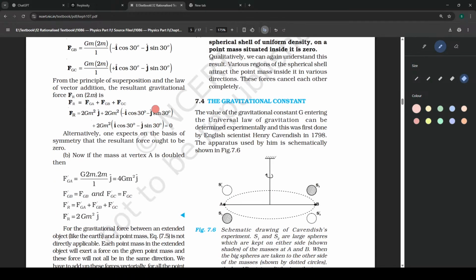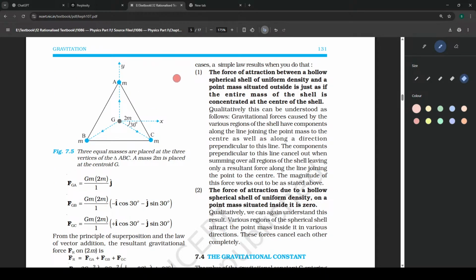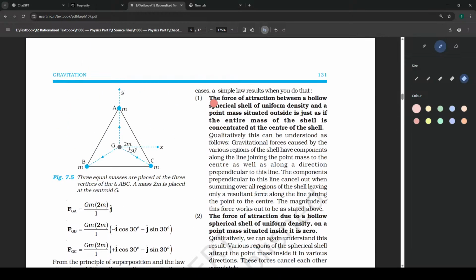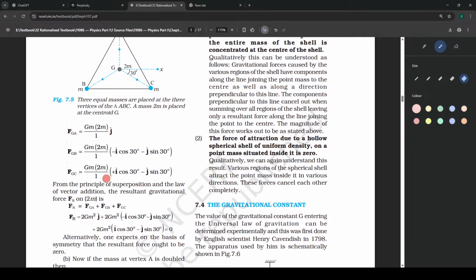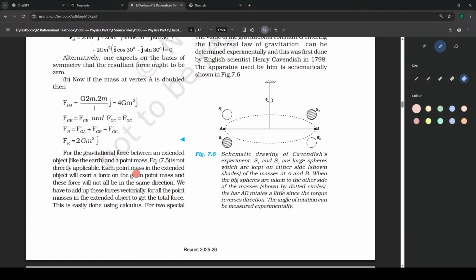We saw a few laws before, where the force of attraction between a hollow spherical shell of uniform density and a point mass situated just outside it is as if the mass is concentrated at the center, as a point mass. This is the first law. And the second thing we consider is that the force of attraction due to a spherical shell of uniform density on a point mass situated inside is zero.